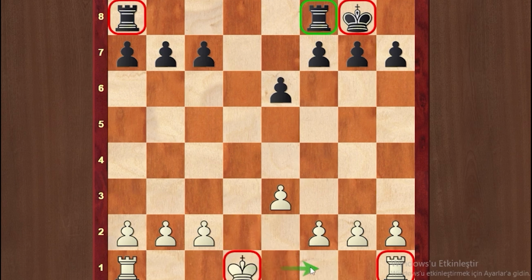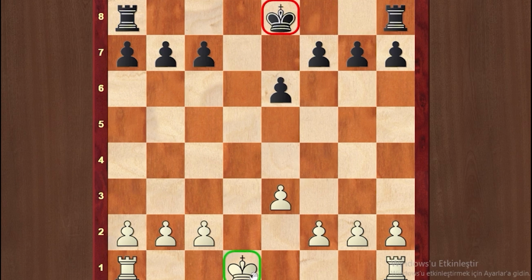Friends, we can't castle here because the king has moved before. If we remember, the queen was starting on her own color. The king was starting on the opposite color. The king was starting from here instead of the queen. In other words, the king moved at some point in the game.